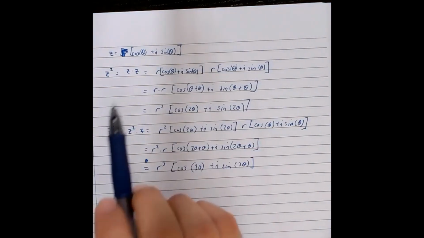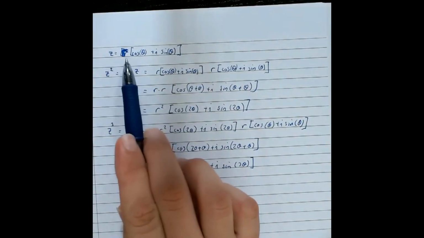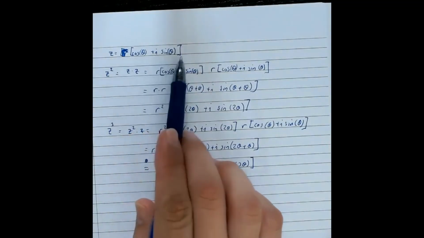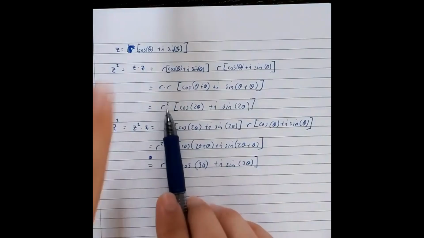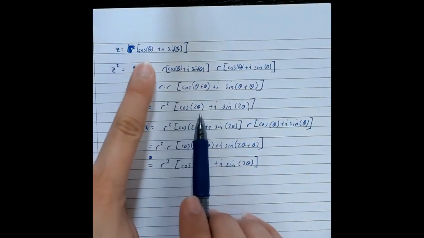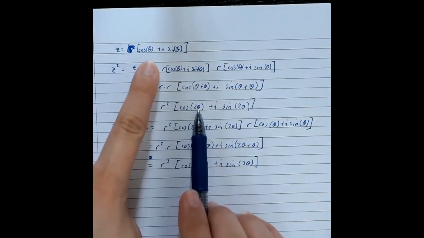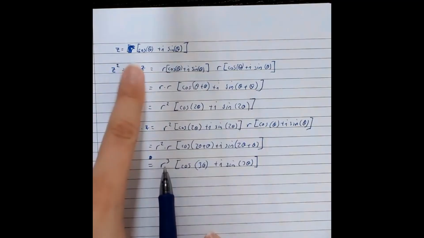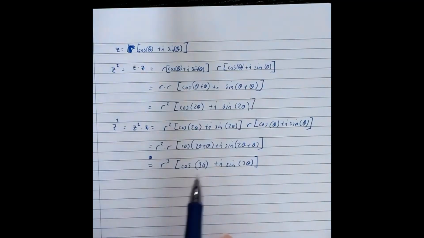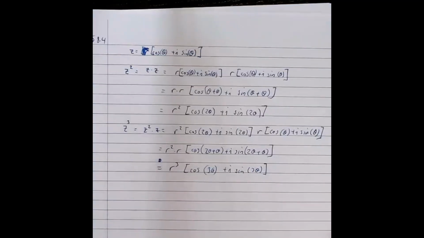Oh, well, notice, if I have z, that's r cosine of theta plus i sine of theta. If I have z squared, well, that's the same r, but now it's being squared. And that's the same theta, but now it's being doubled. If I have z to the third, well, that's the same r, but now it's being raised to the third. And that's the same theta, but now it's being multiplied by that number 3.